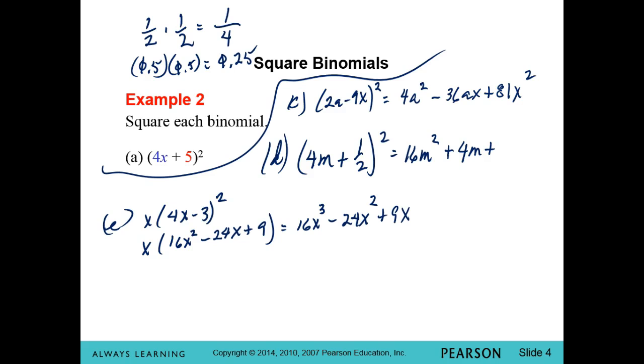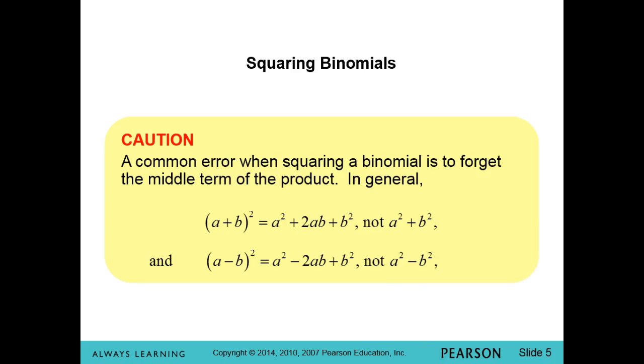All right. Let's see if the book got it. Oh, look at that. They got it right. 16x cubed minus 24x squared plus 9x. Good for them. All right. Now, here's one of these cautions. And they, oh, no, we've already been through all that.